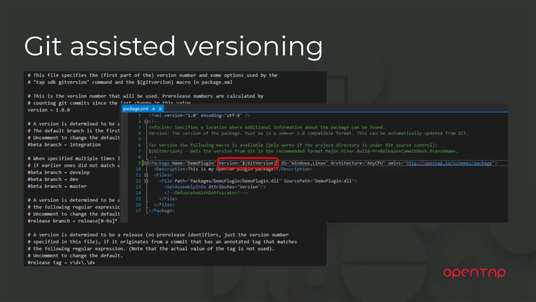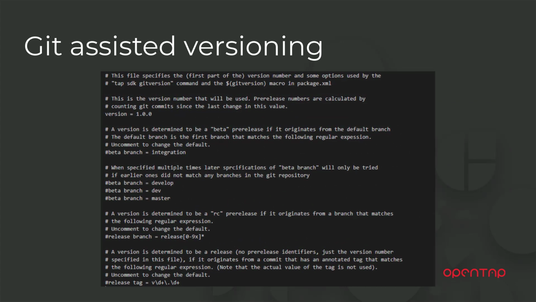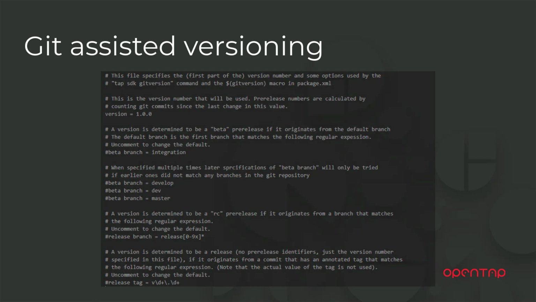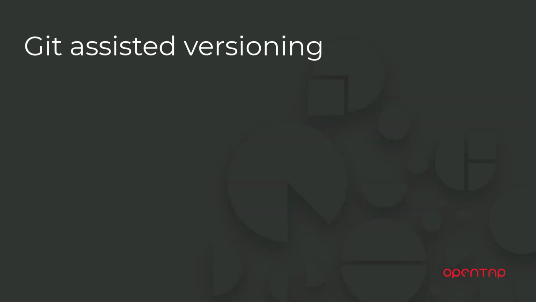Git Assisted Versioning. Git Assisted Versioning uses the Git repository history to automatically determine and increment pre-release versions. If the Git commit is marked with an annotated tag, it will be interpreted as a release version and it will not have any pre-release info added to the version number. To determine the pre-release label, Git uses the branch name. Some of the pre-release labels are beta, RC, and alpha. Let's look at some examples of how the version is calculated based on the branch name.